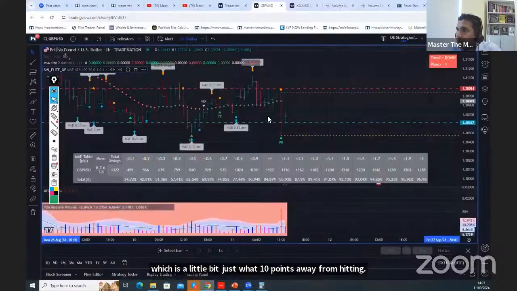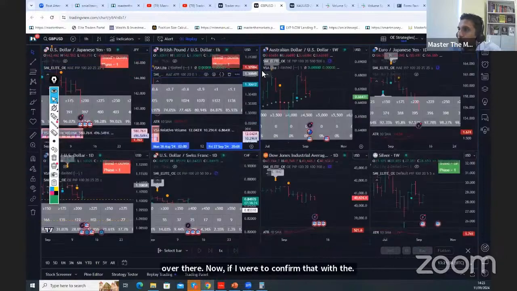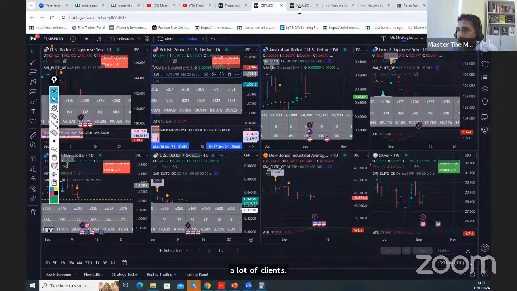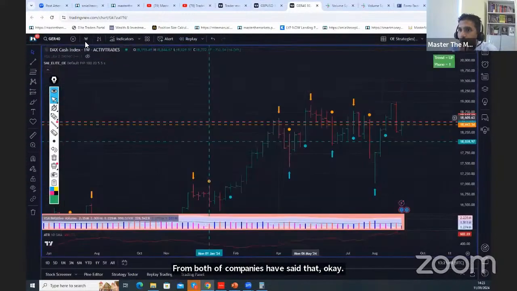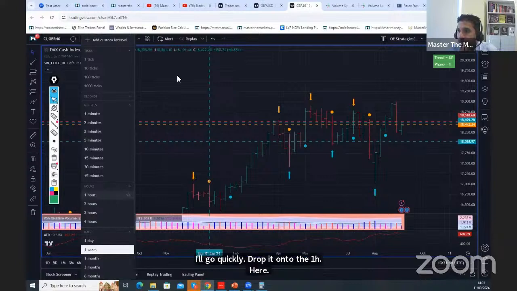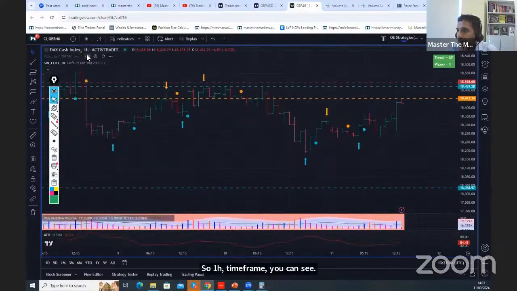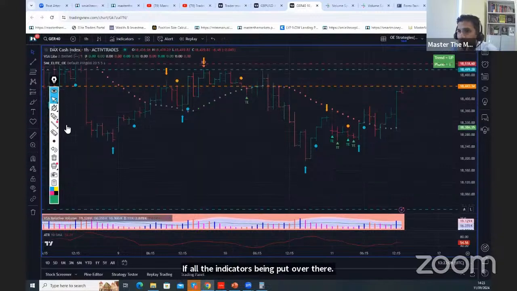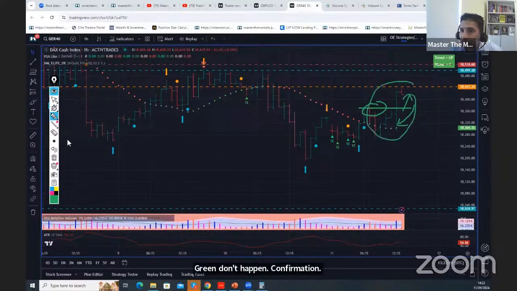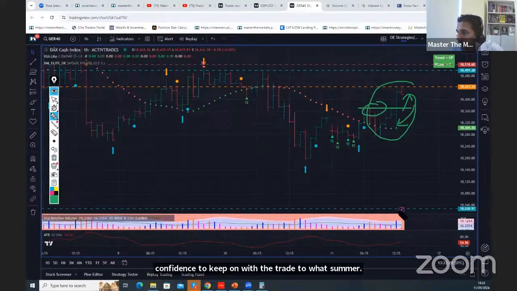Now, if I were to confirm that with the VSA, it will beautifully complement. As you can see, the most powerful setups are when the SMI and the VSA confirm, which a lot of clients from both our companies have said. So you can see over here on the DAX, I'll quickly drop it onto the 1 hour time frame, with all the indicators put over there. You can see beautifully that just as we analyzed it, as it took out that high over there, the green dot happened, confirmation, more confidence to keep on with the trade towards our target of the ATR range. And the volume spikes at the bottom also confirm it.